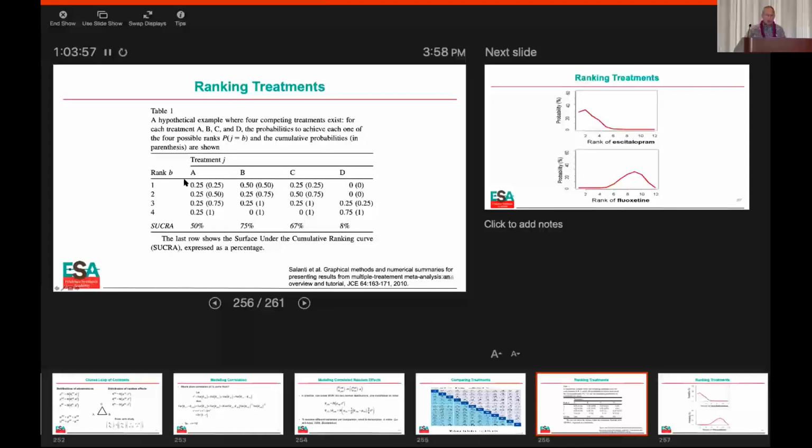So here's a hypothetical example where we have 4 treatments and 4 possible ranks. For example, here this says that treatment A has a 1/4 chance of being ranked first, 1/4 chance of being ranked second, third, and fourth. Treatment B has a probability 1/2 that it's ranked 1, 1/4 2, 1/4 3, and so forth. And then over here you have the cumulative probabilities.